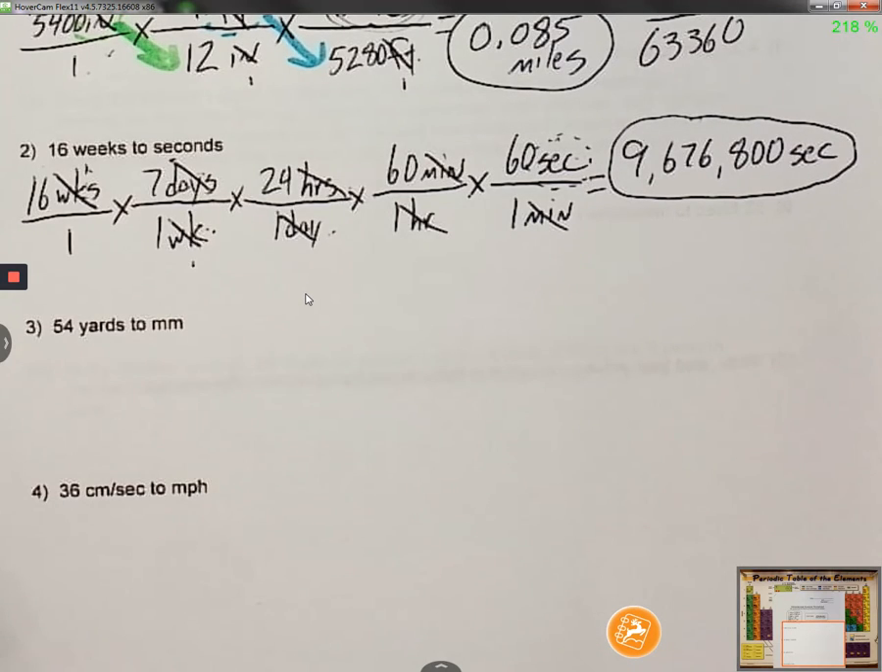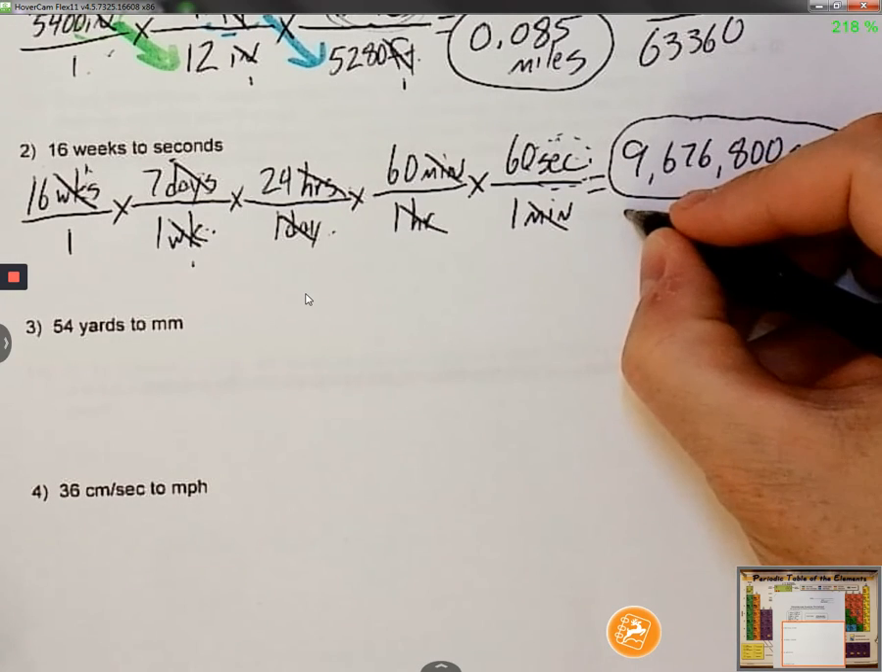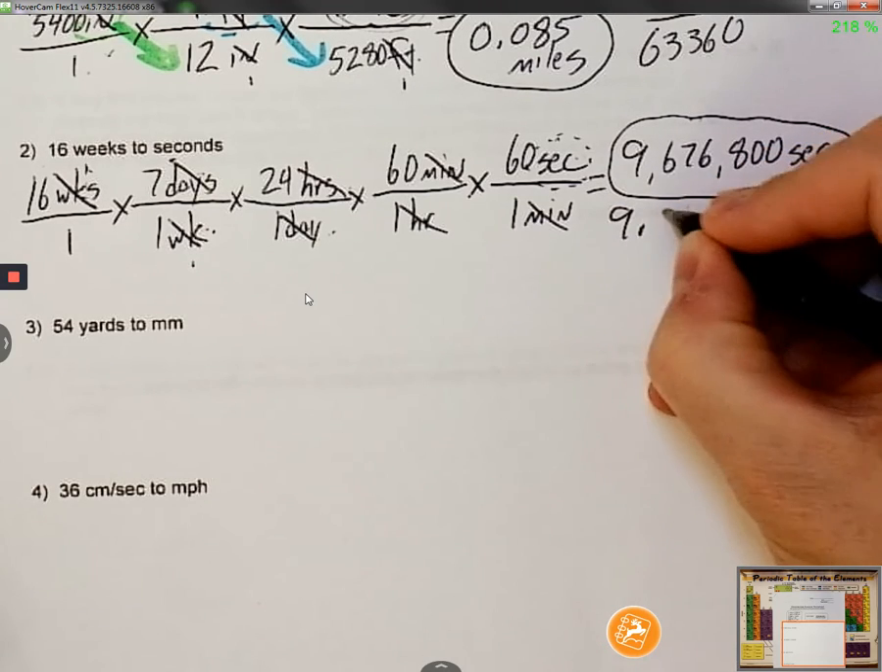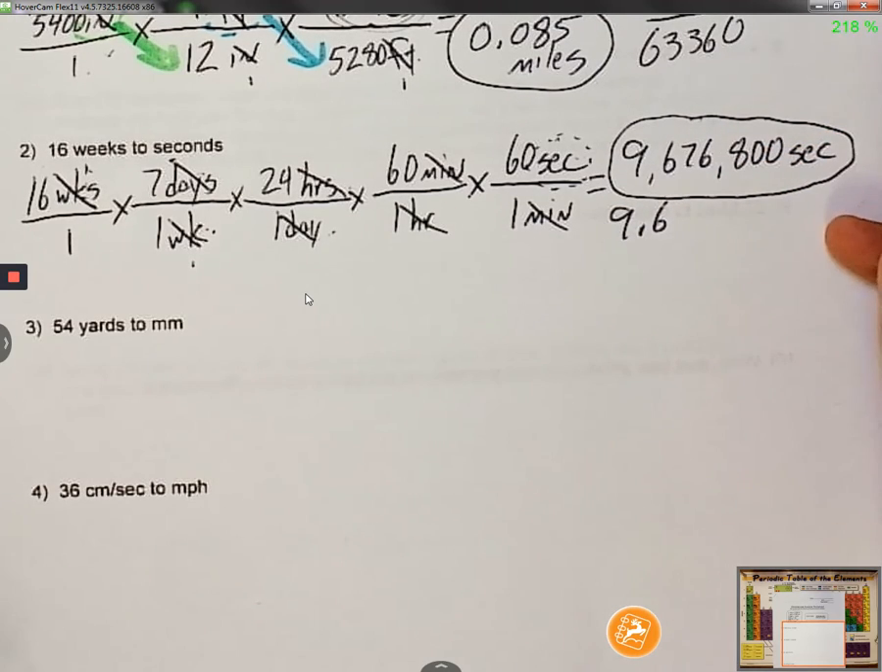Okay, well, I'm not moving a zero, I'm moving a decimal. Okay, where does it go? Between the 9 and the 6, right? So it's going to be, remember, scientific notation is digit, point, digit, digit. So it's going to be 9.6 what?